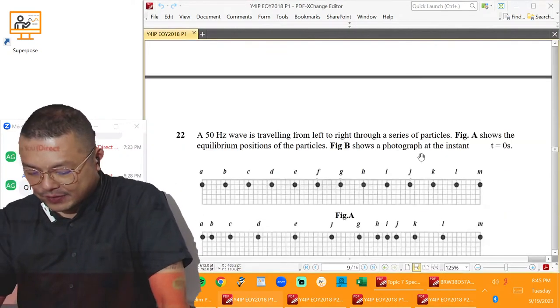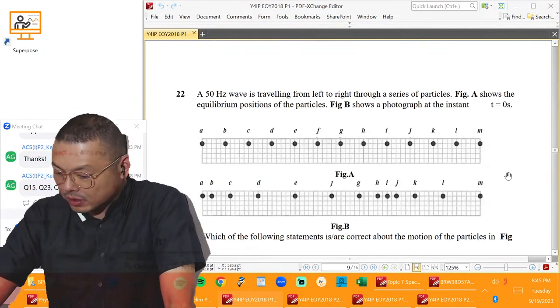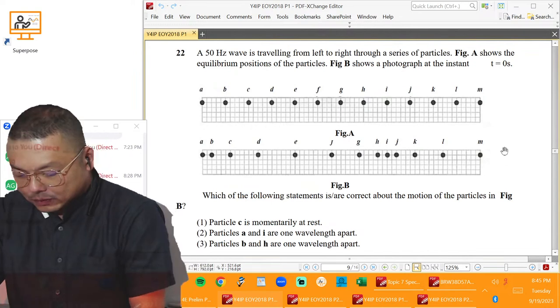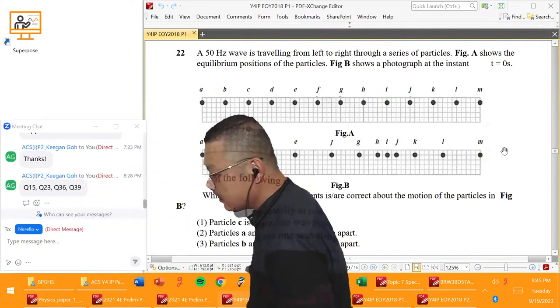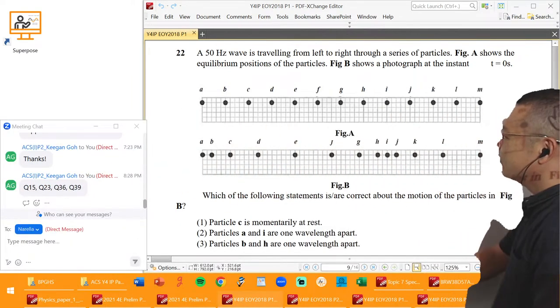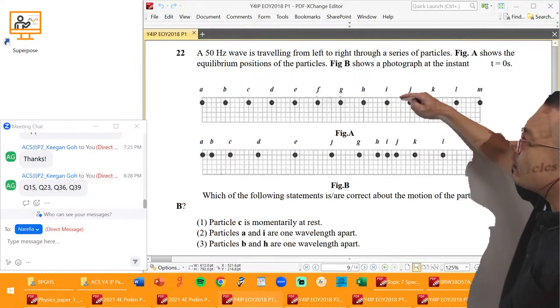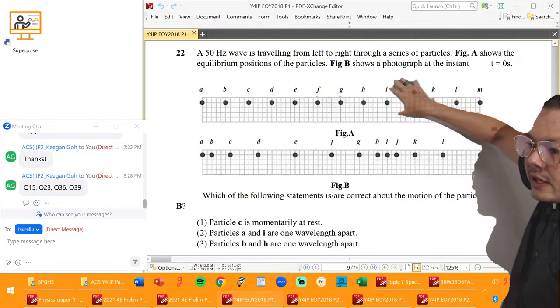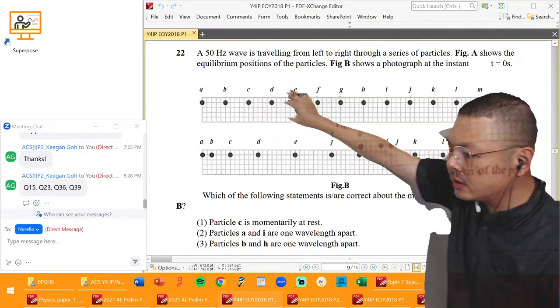Kika's asking for 23. 22! Why do I need 22? What's this? What's the first one? Tell me what's going on here. What's the first row of pictures showing you?